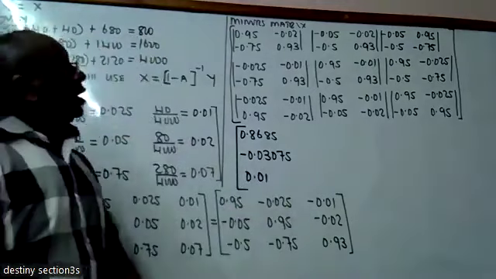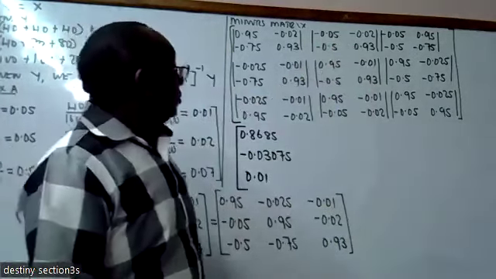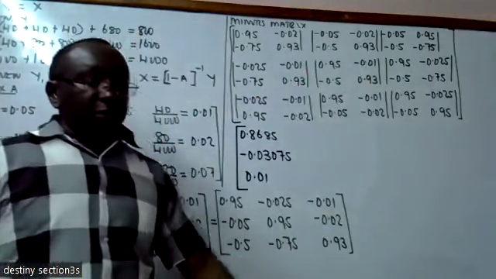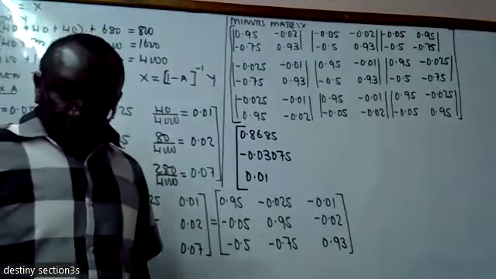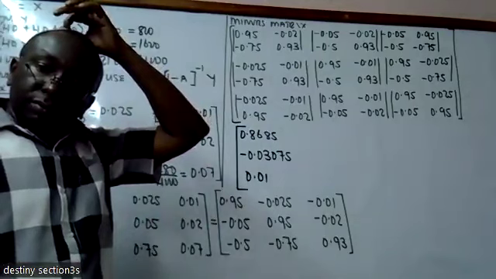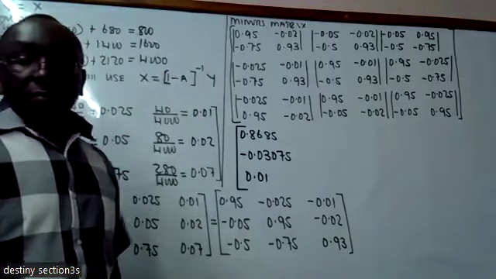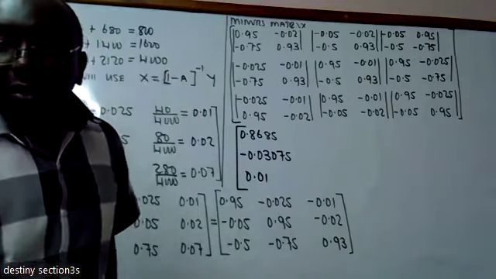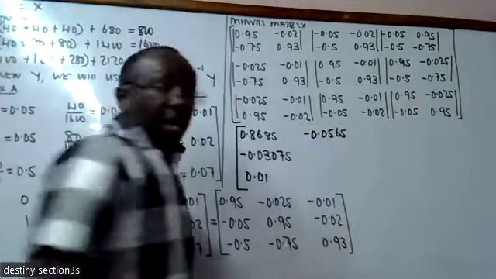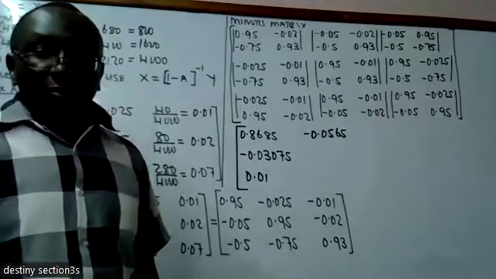Good. Let's go to this next one now. Minus 0.05 times 0.93 minus 0.5 times minus 0.02. Negative 0.0565. Do the same for the others as you put them there. I will come to get the answers in 2-3 minutes.